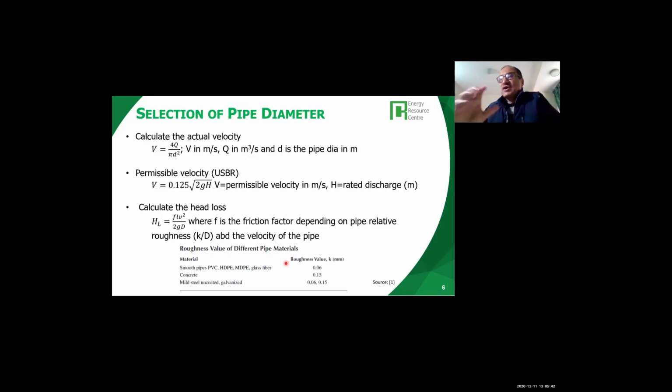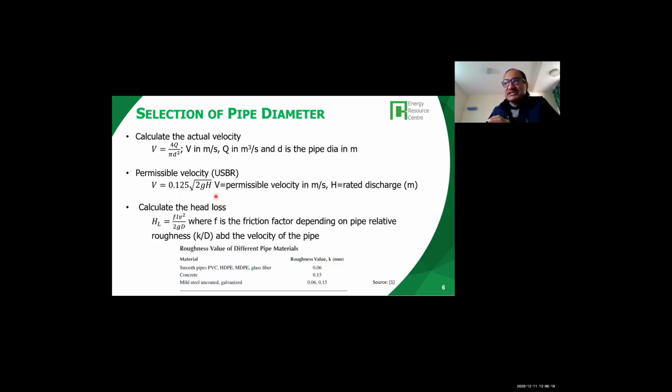So basically, when you want to select the pipe, these are the steps that you will use. To calculate the velocity, velocity is discharge Q divided by the area. D is the diameter. Area is pi D squared divided by 4. So this 4 goes to the numerator, and it becomes 4Q over pi D squared. So basically it is discharge divided by the area, and of course, area is dependent on the diameter. D is the diameter in meters.